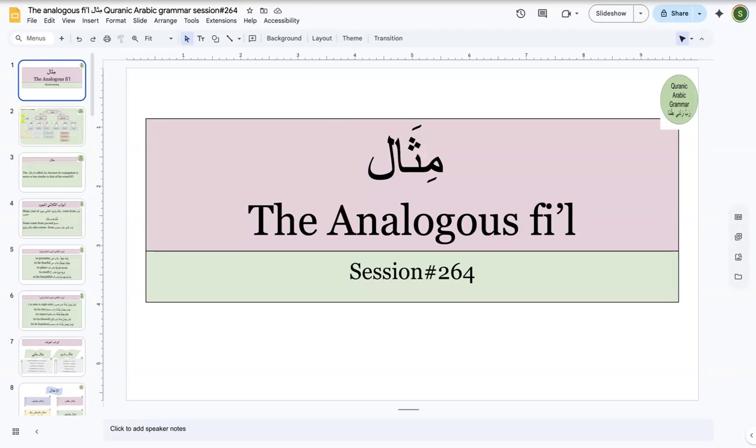So here we are with our session number 264 for Quranic Arabic grammar, in which we are going to learn misal, which is one of our fail with a weak letter. And let's learn it together.